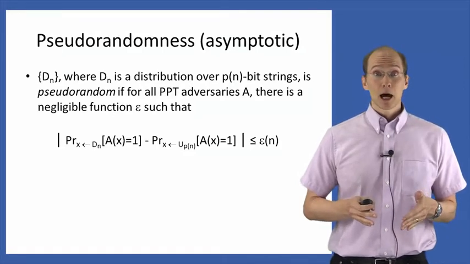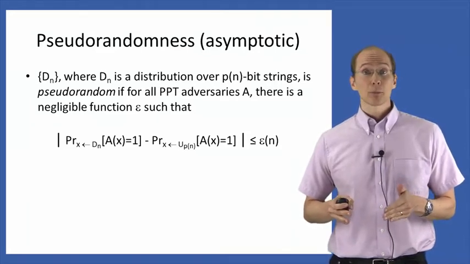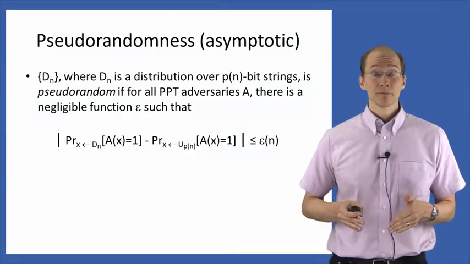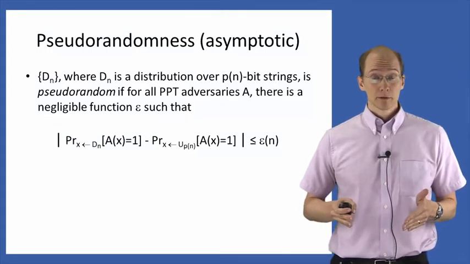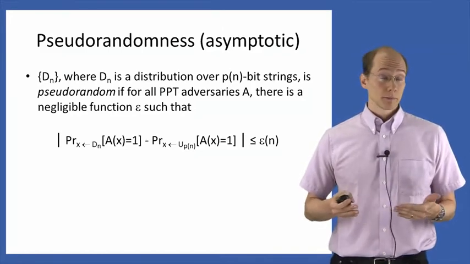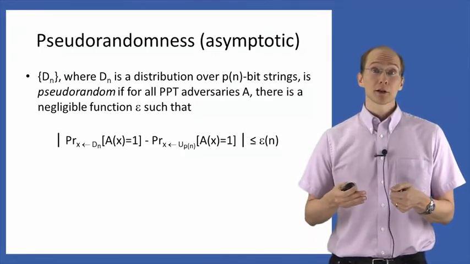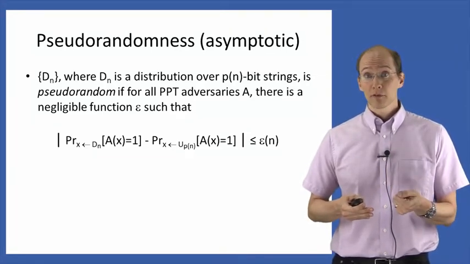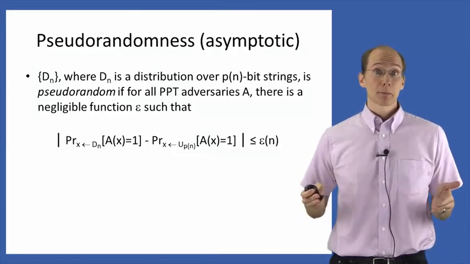probability that A(x) outputs 1 when x is sampled according to d_n, and the probability that A(x) outputs 1 when x is sampled according to the uniform distribution over strings of length p(n), then the absolute value of the difference of those probabilities is at most epsilon(n). So intuitively, for any statistical test A running in probabilistic polynomial time, the distinguishing gap, the probability with which that statistical test can distinguish whether it's given a string sampled according to d_n, or a string sampled according to the uniform distribution over strings of the appropriate length, is at most epsilon(n).